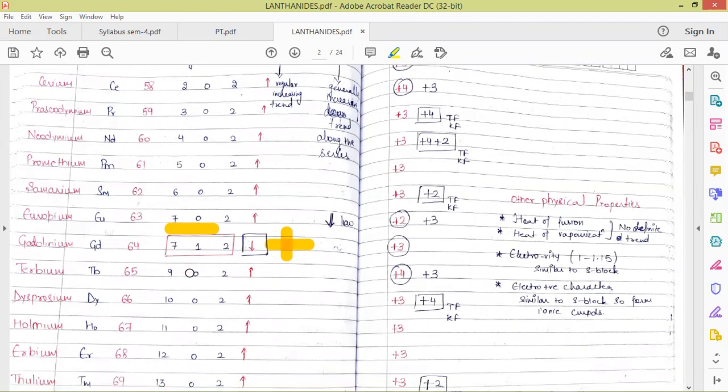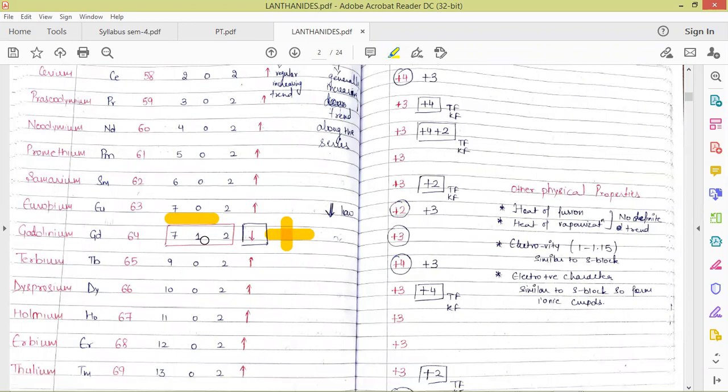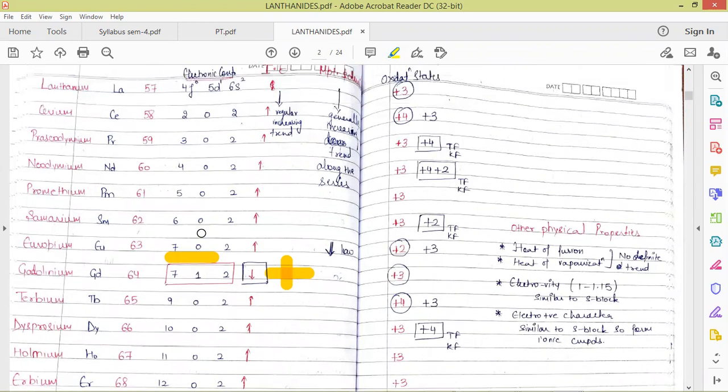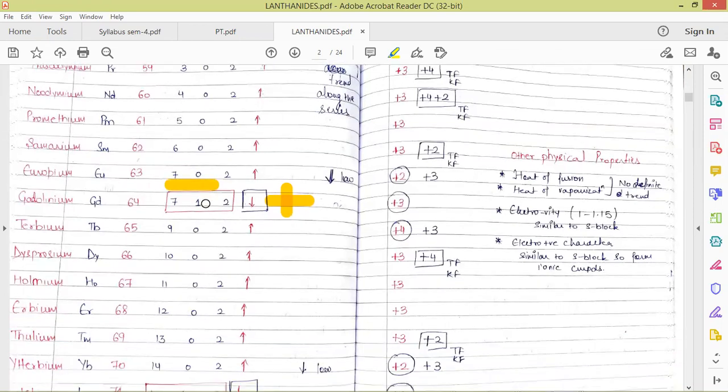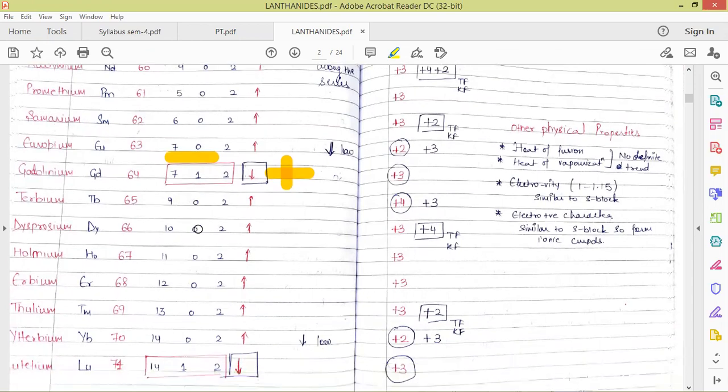The next is terbium. Again, just like when we moved from lanthanum to cerium, the 5d electron moved to the 4f subshell. Here also the 1 electron which was present in the 5d subshell in gadolinium, in case of terbium, the incoming electron and the earlier electron both move to the 4f subshell.